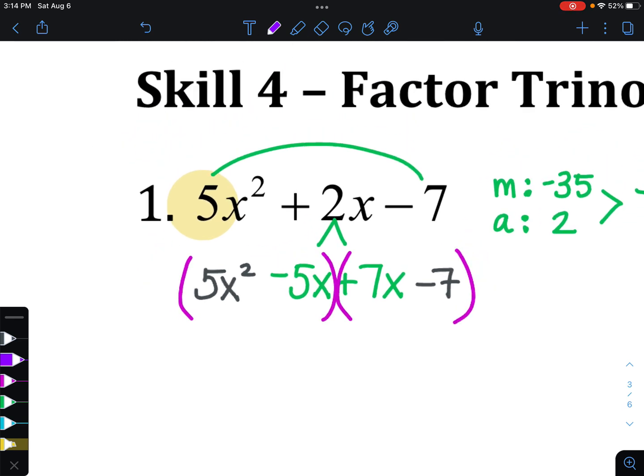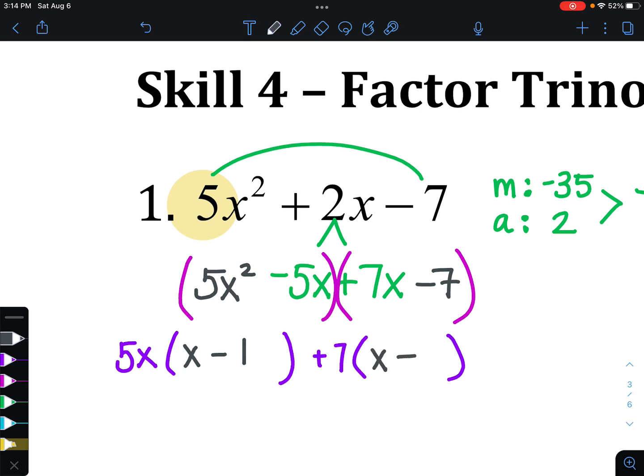So the GCF of this first group is 5x. So when I take out the GCF, I'm going to be left with x minus 1. Then I move to the next group. What's the GCF of 7x and negative 7? The GCF is a positive 7. When I factor the positive 7 out, I'm left with x minus 1 again.